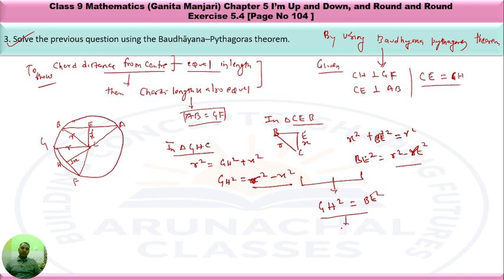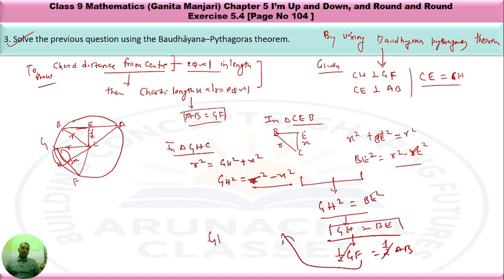So with the reference of this I can say that GH is equal to BE. Here we have got, so GH, where is GH? GH is the half length of GF, and BE is the half length of AB. If I cancel these two halves, the result is that GF is equal to AB.